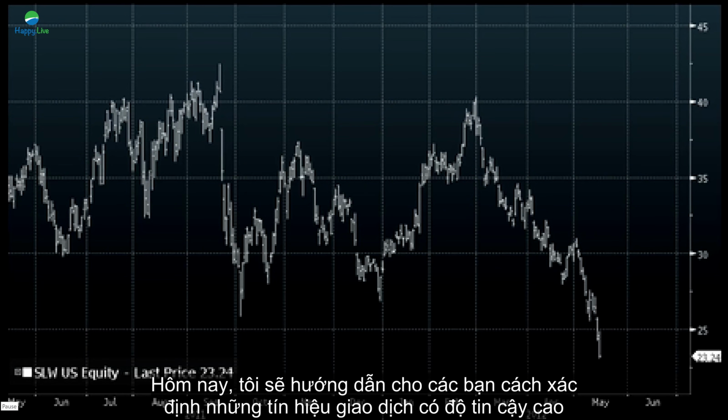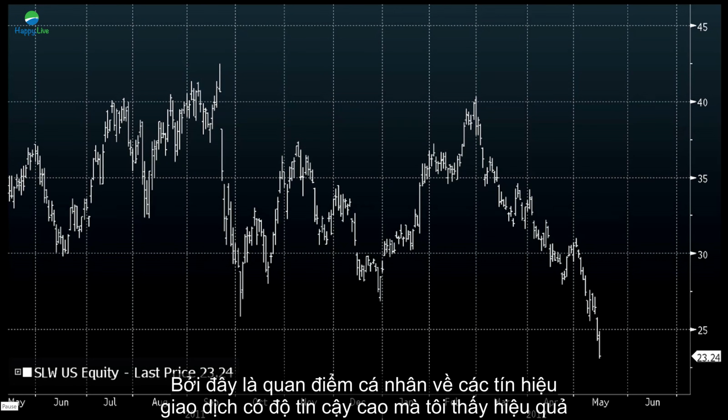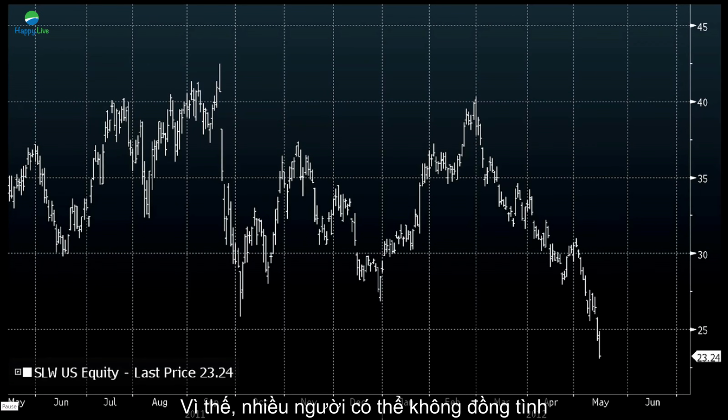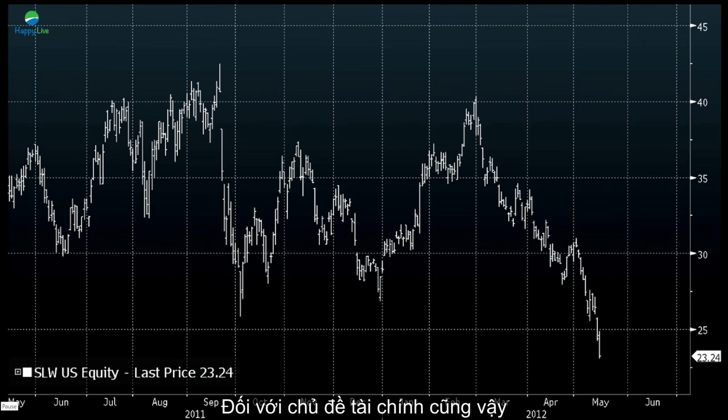Today we're going to look at what constitutes a high probability trade setup. Now let me be specific before I begin the description, because this is what a high probability trade setup is for me. The reason I make the distinction is it's kind of like asking somebody what their definition of a beautiful day is. If you ask 10 people, you're going to come up with 10 different answers.